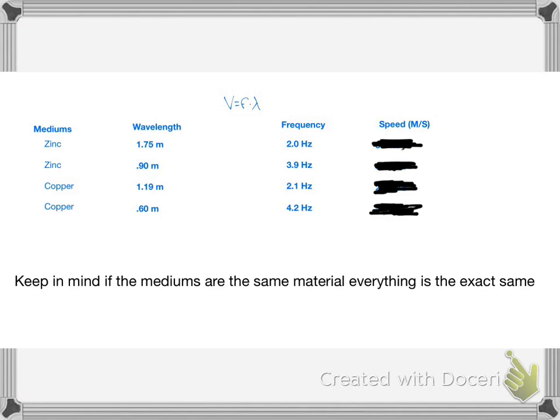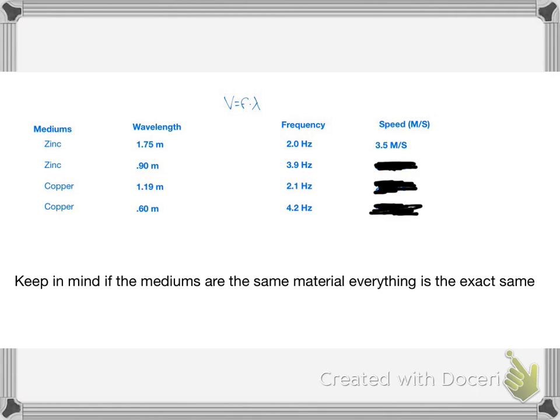If a problem doesn't give you frequency or wavelength, it can be easily found, but for understanding the equation, they will be given. The wavelength in the first problem is 1.75 meters, and the frequency is 2.0 hertz. You would then take these two numbers and plug them into the equation, V equals lambda times frequency, then multiply them together to get a speed which is 3.5 meters per second.